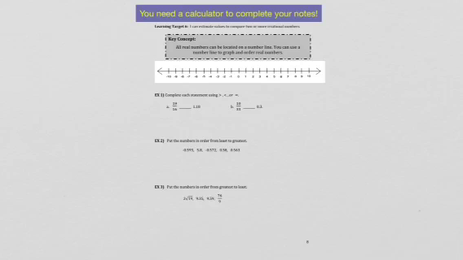So you will be given at least two, but probably more, that you need to put in order from either least to greatest or greatest to least. So let's take a look at our notes.